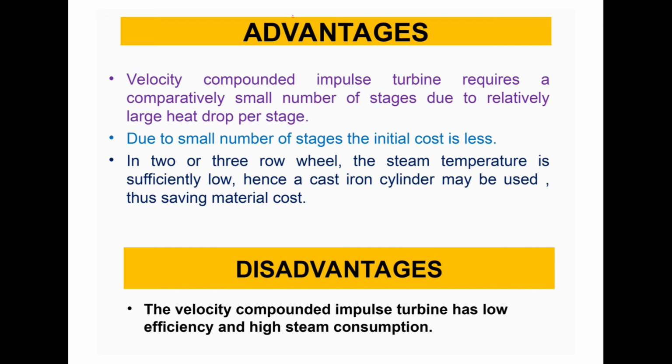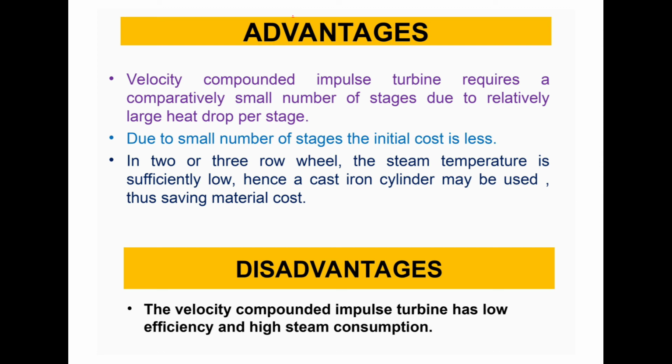The advantages and disadvantages are also enclosed at the end of the slide. The velocity compounded impulse turbine requires a comparatively small number of stages due to the relatively large heat drop per stage, which means the initial velocity will be increased when the steam pressure drops down. Once the steam pressure has dropped, it is continuously maintained at that constant level until the steam exits. But the initially increased velocity of the steam keeps dropping up to the exit of the steam turbine.